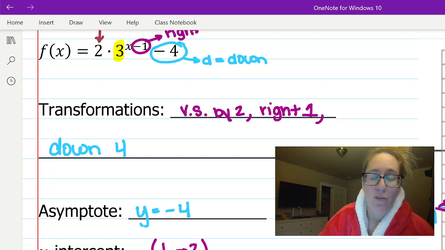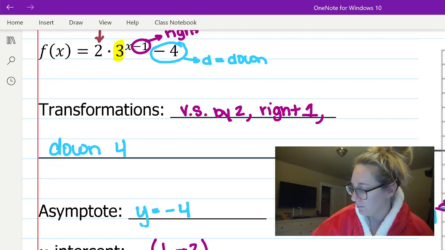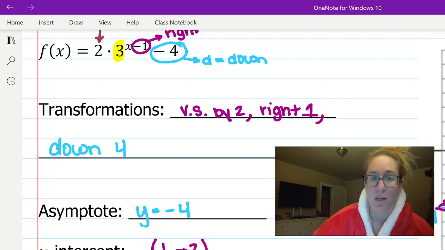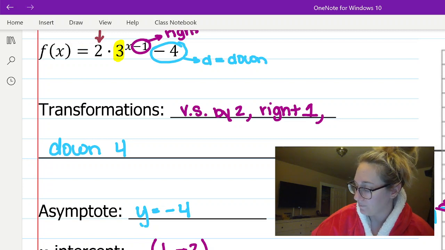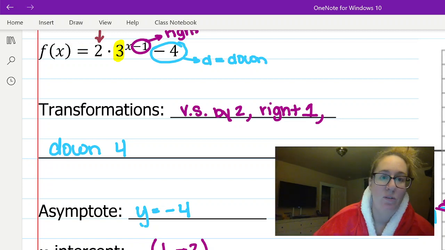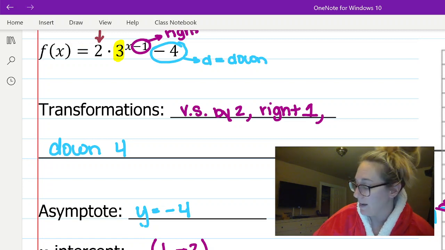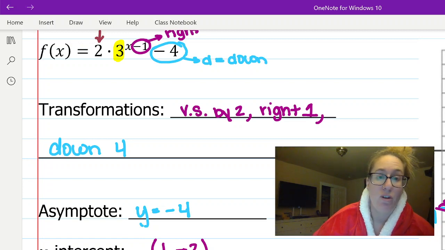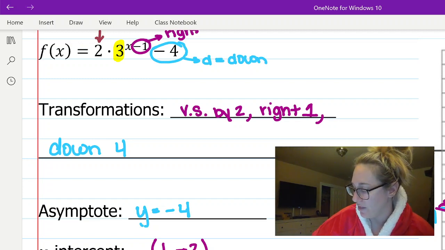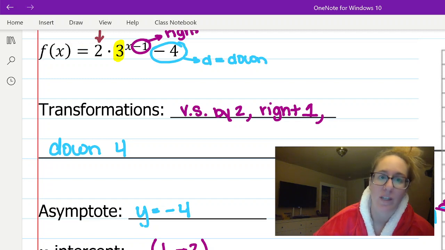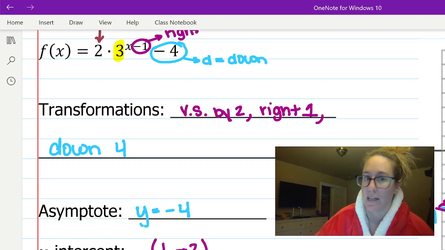you're going to take whatever's in the exponent. So in this case, it's x minus 1. You're going to set it equal to 0, and you're going to solve for x. x is 1. That was really fast, right? So that's my x value for my new y-intercept point, and as you can see, I had a 1 when I did the transformation rules. Now I just have to find the y value.